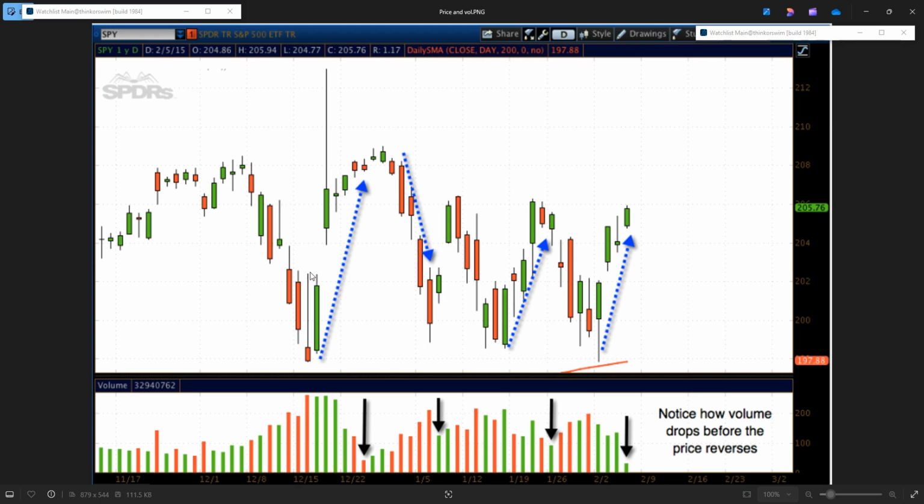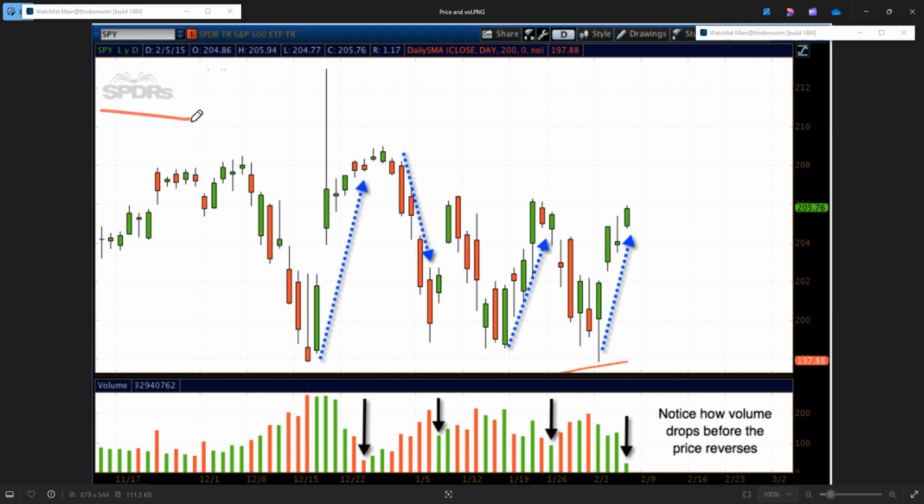Okay. The first thing that I look at when I look at a chart is what's the volume doing? Okay. Volume is a leading indicator. Like it says down here, notice how volume drops before prices reverse. Okay. This is spot on. Put this in your memory bank. When volume drops, it leads to reversals, bounces, whatever the stock may be doing, up or down. Okay. So you have to pay attention to this.